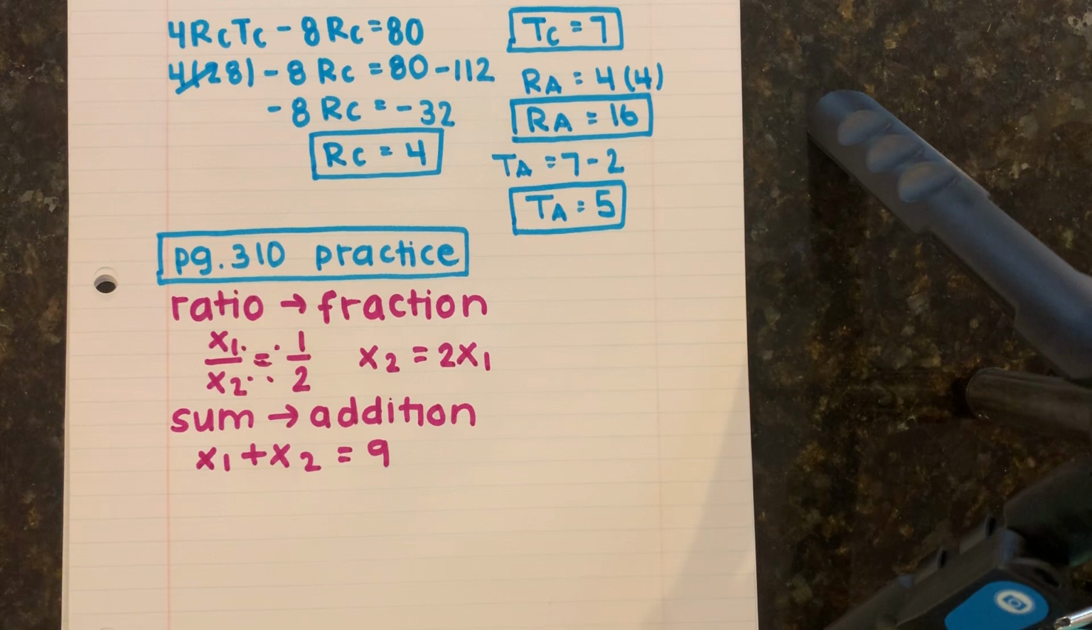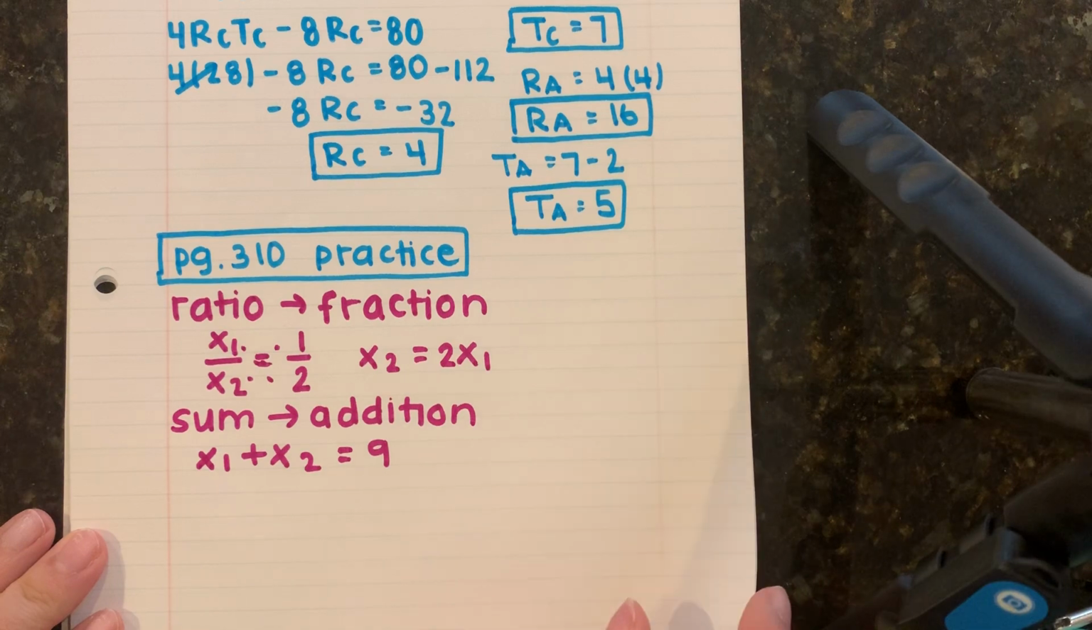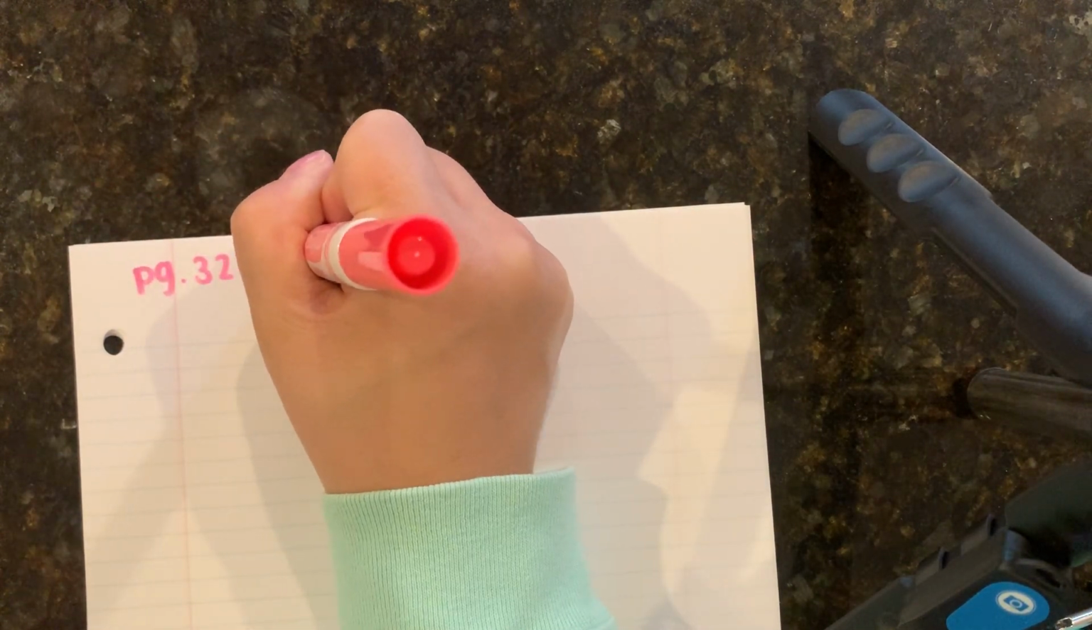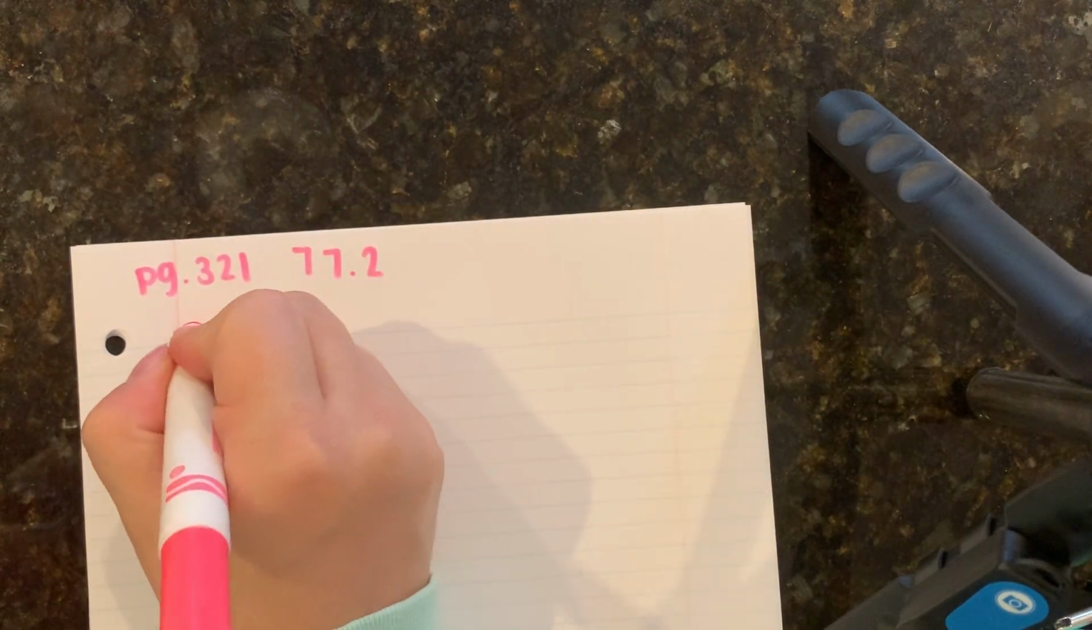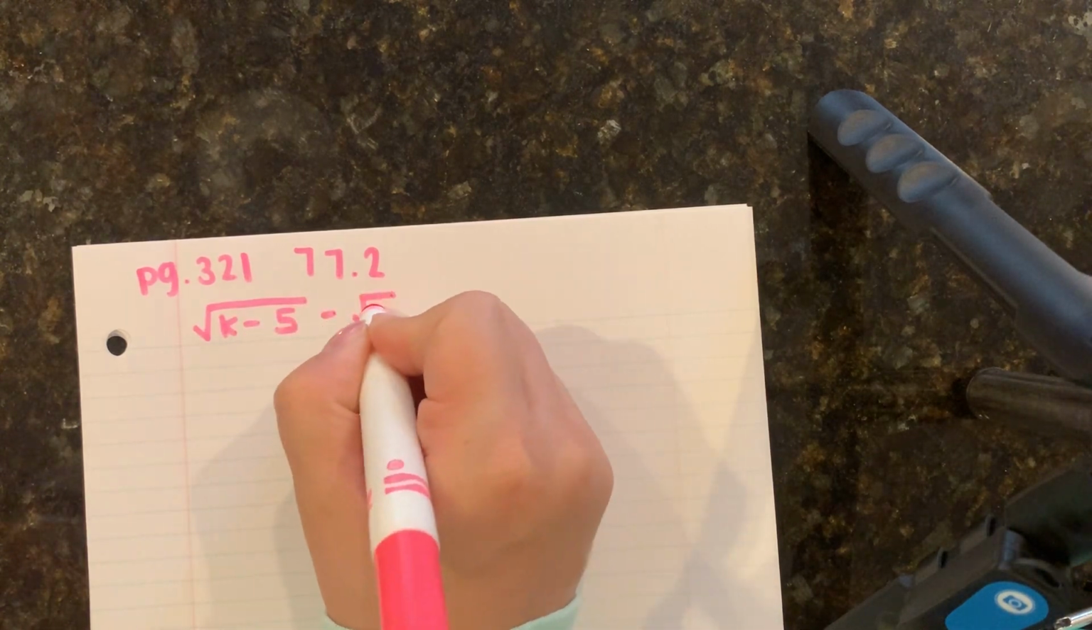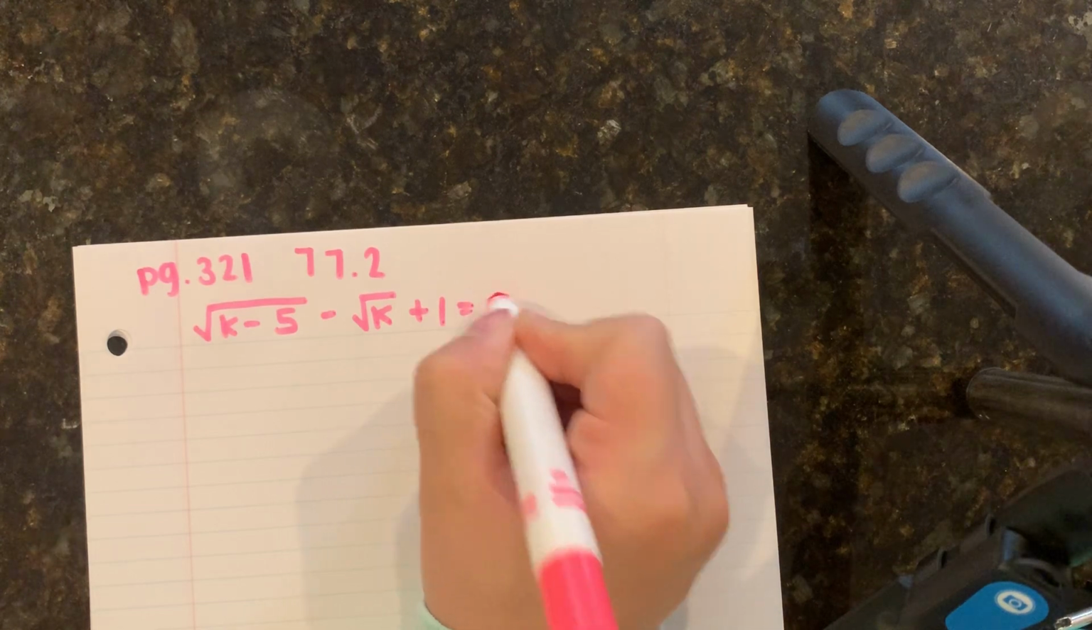So now we're going to look at lesson 77. Lesson 77, we are looking at multiple radicals inside of one equation. So I'm going to look at example 77.2, and this is going to be on page 321. So we're on page 321, and the example 77.2. The equation that we're starting with is square root of k minus 5 minus the square root of k plus 1 is equal to 0.